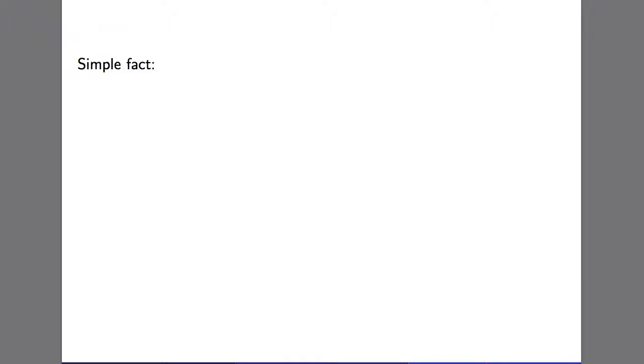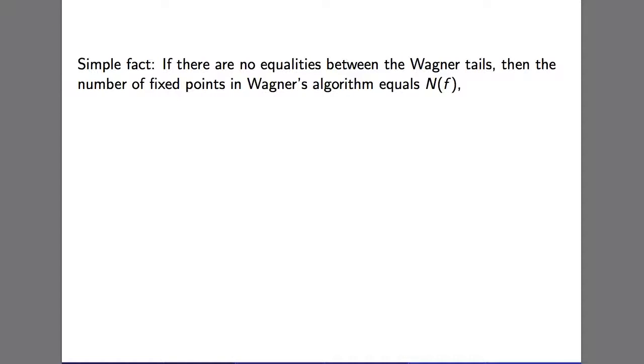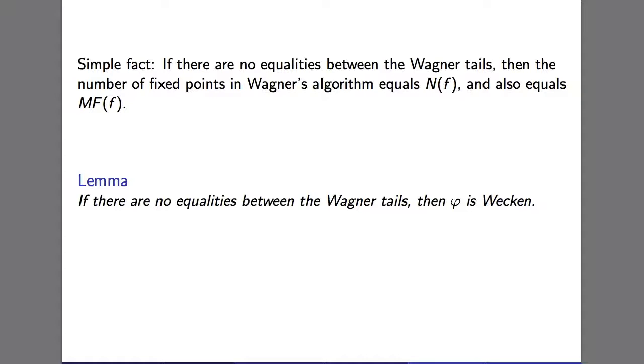It's a simple fact. If there are no equalities between the Wagner tails, which is the example I just gave that has this property, then the number of fixed points in Wagner's algorithm is equal to the Nielsen number. And also, that number of fixed points is equal to the minimum number. So this is very simple if you understand Wagner's algorithm. If there are no equalities between the Wagner tails, then the map is Bestvina-Handel, because this number is equal to the Nielsen number and also the minimum number.